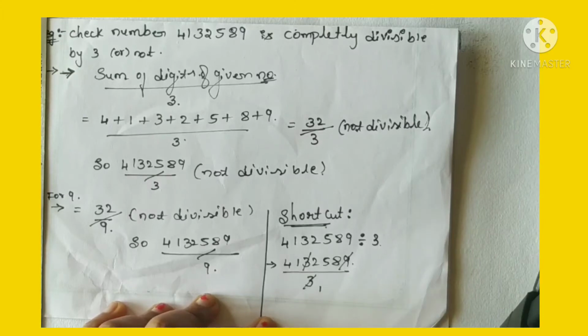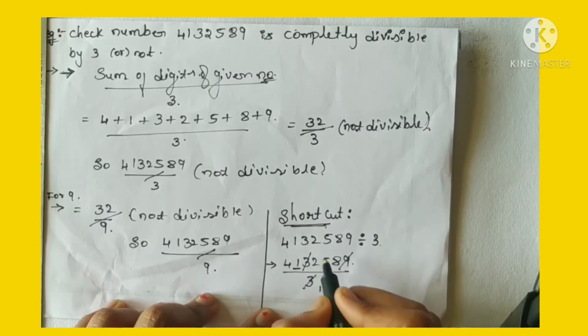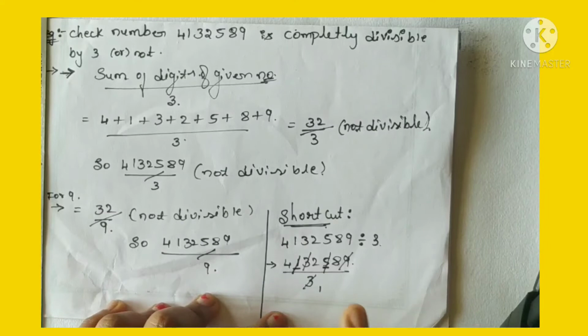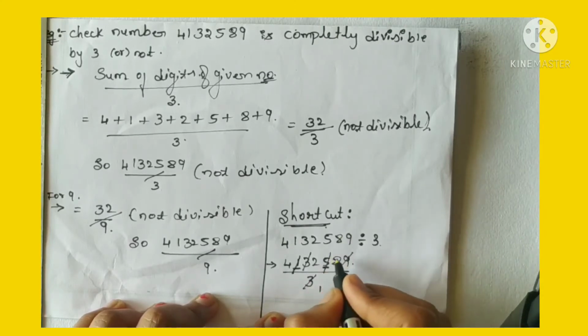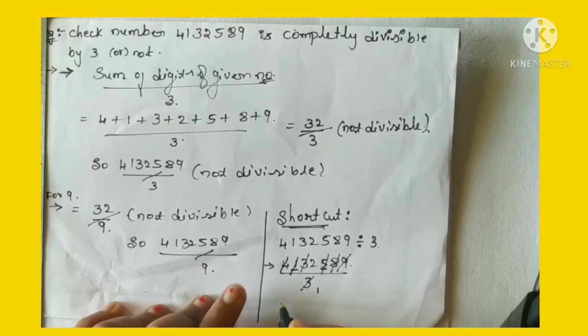Now add the numbers such that the sum is divisible by 3. If I take this 5 and 1, 5 plus 1 is equal to 6. So 6 is divisible by 3, and I cut off this 5 plus 1. Next, this 8 plus 4 is equal to 12. This 12 is divisible by 3, so I cut it off. Next the remainder is 2. I take this 2.